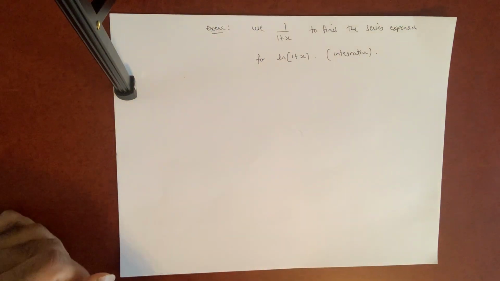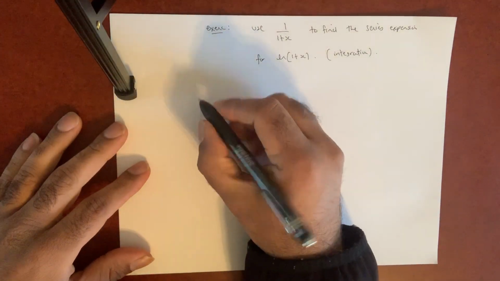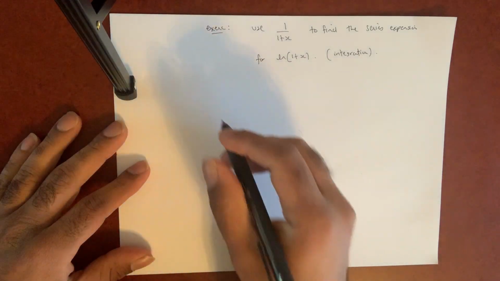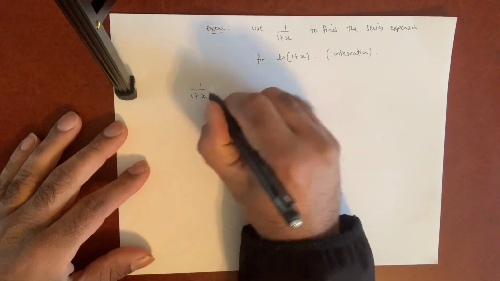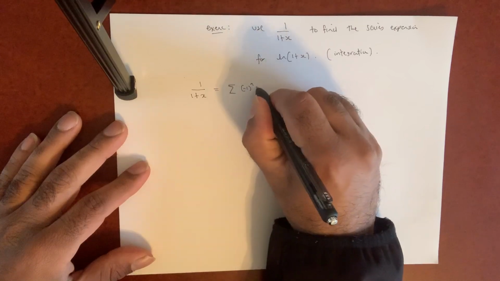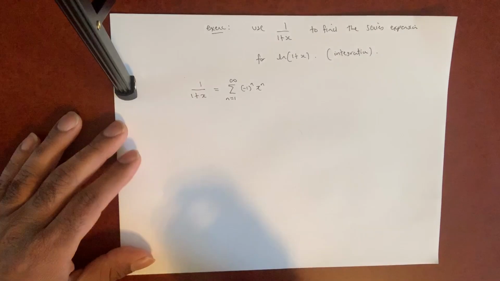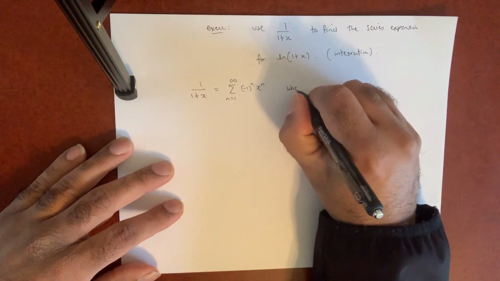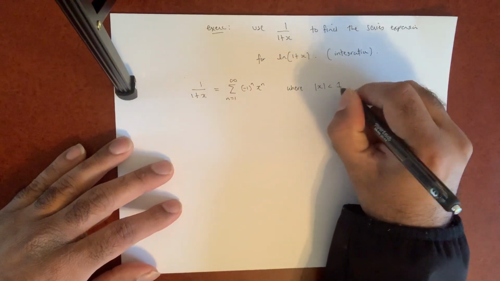Okay, at the end of the last video, we left with this exercise where we wanted to find the series expansion for ln of 1 plus x. So first off, let's just recall that 1 over 1 plus x we derived and saw that it was the sum of negative 1 to the n, x to the n, where the absolute value of x had to be less than 1.